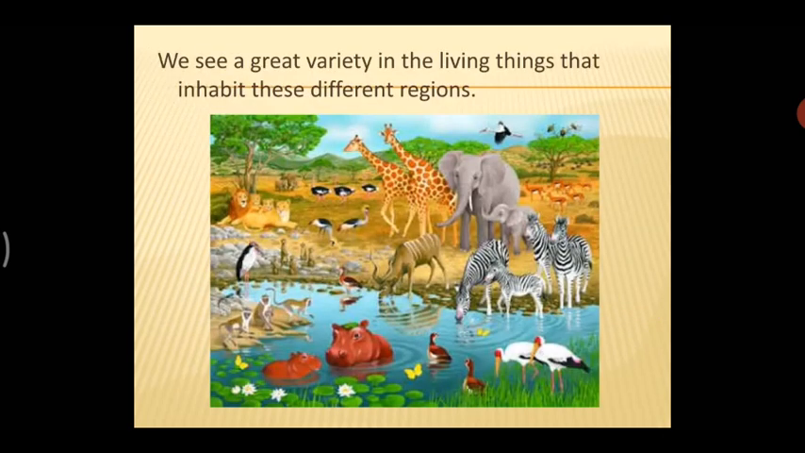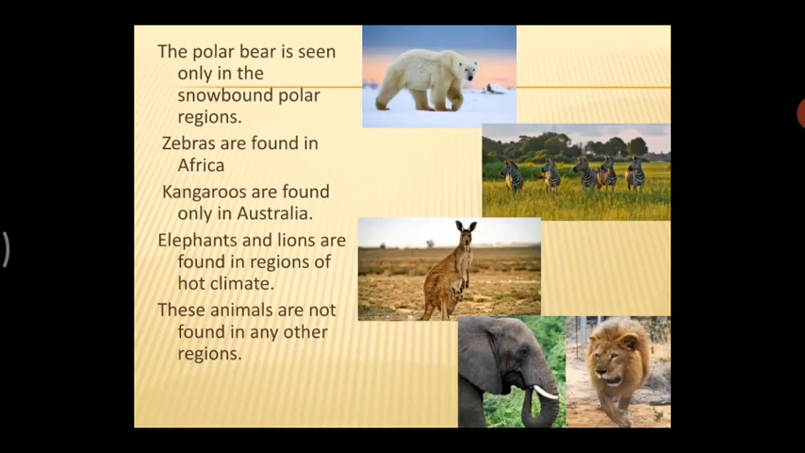We see a great variety in the living things that inhabit these different regions. Now on our earth, we have different living things. What do we mean by this sentence? This sentence means that we see different kinds of living things, that is both animals and plants, in different regions of the earth. There's a picture where there are plants and animals together. We'll move to the next slide.